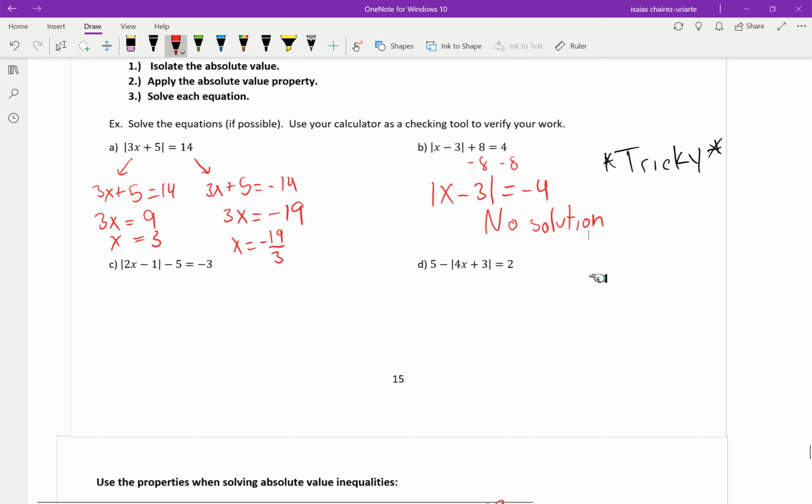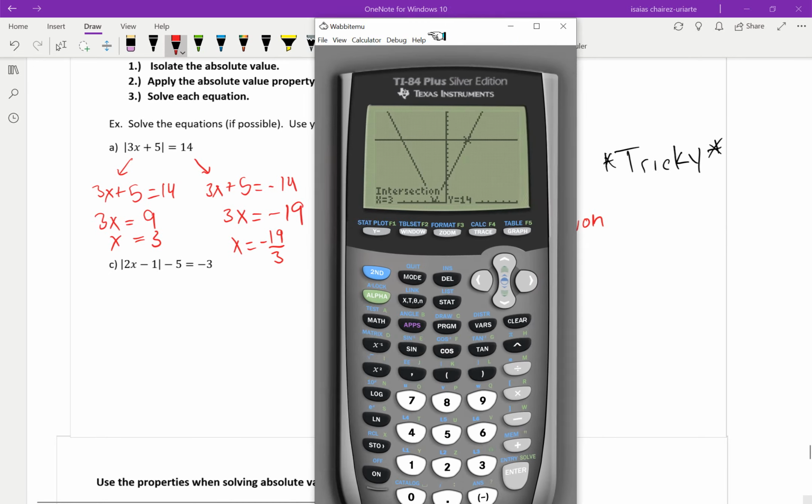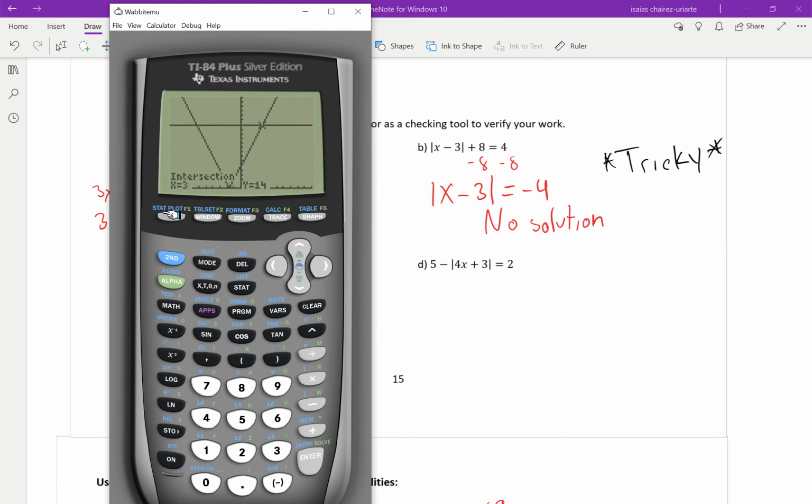Let me use my calculator to see what's going on here. All right, so let's see. Why is it that this has no solution? So I'm going to go to y equals. Again, let me clear this. On the left-hand side, I'm just going to enter the absolute value of x minus 3. So we go to math, number, absolute value, and then enter x minus 3. And then in the second line, we're going to enter negative 4. All right, let's graph this.